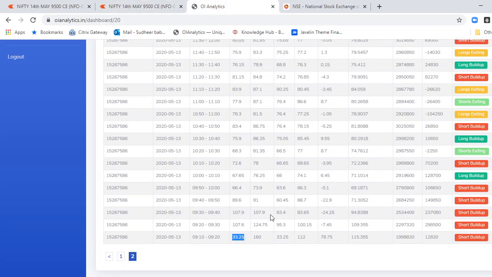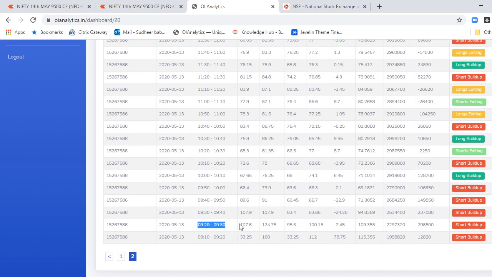So if you see here, the opening, this is 160, that high is mentioned here, and during the next 10 minutes, that is 9:20 to 9:30, we had a significant short buildup come up here. That is 298,000 at 109, right? And then again 237,000 came at 94, and then again 149,000 at 71, and again 106,000 at 69.